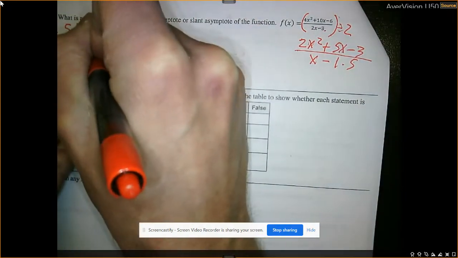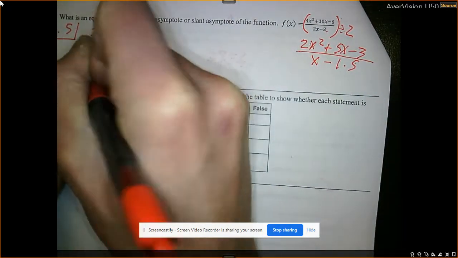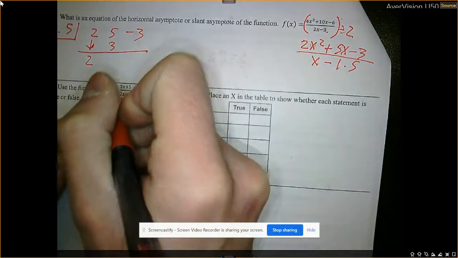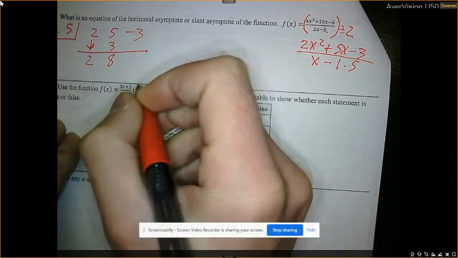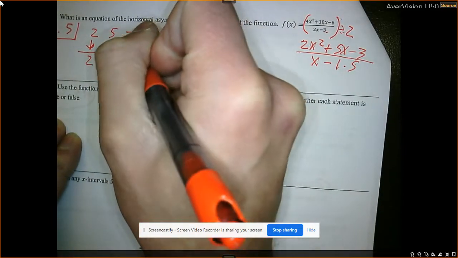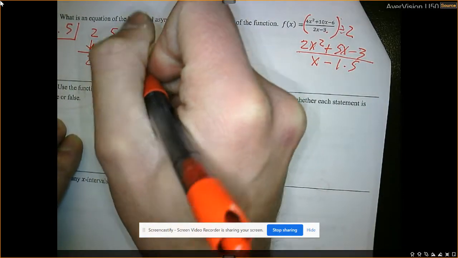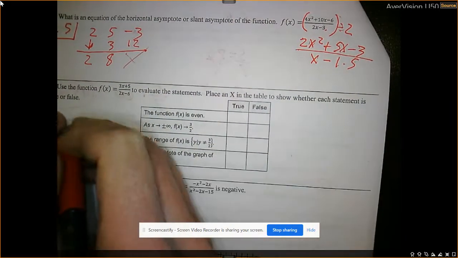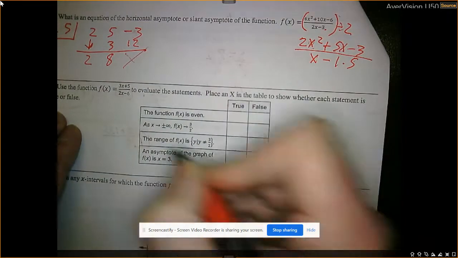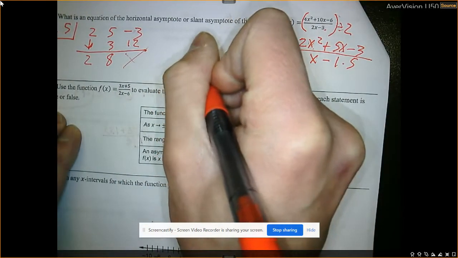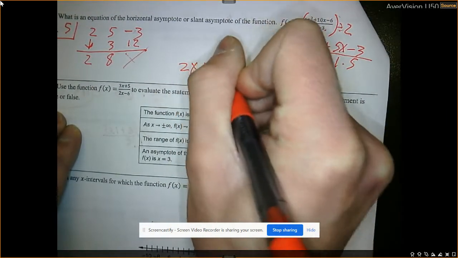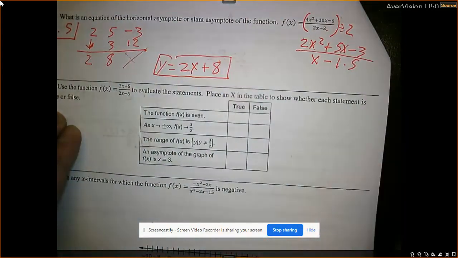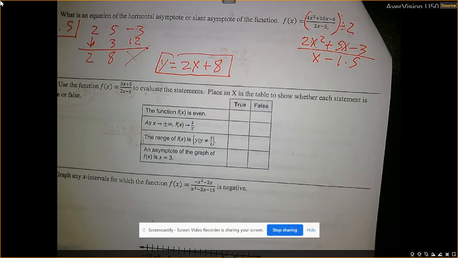Synthetic division is always the same. You bring down the 2, then you multiply. 2 times 1.5 is 3. 5 plus 3 is 8. 8 times 1.5 is 12. But really, this is going to be our remainder, so we're going to toss that out anyways. And then it started as an x squared, so we go down 1 from there. So it's going to start as an x to the first, so just 2x plus 8. This is our slant asymptote. That's what we get there.